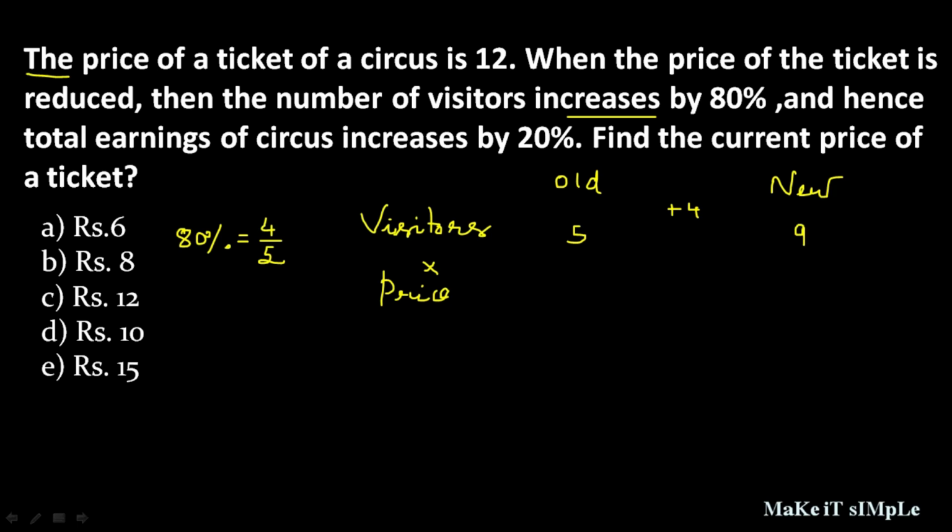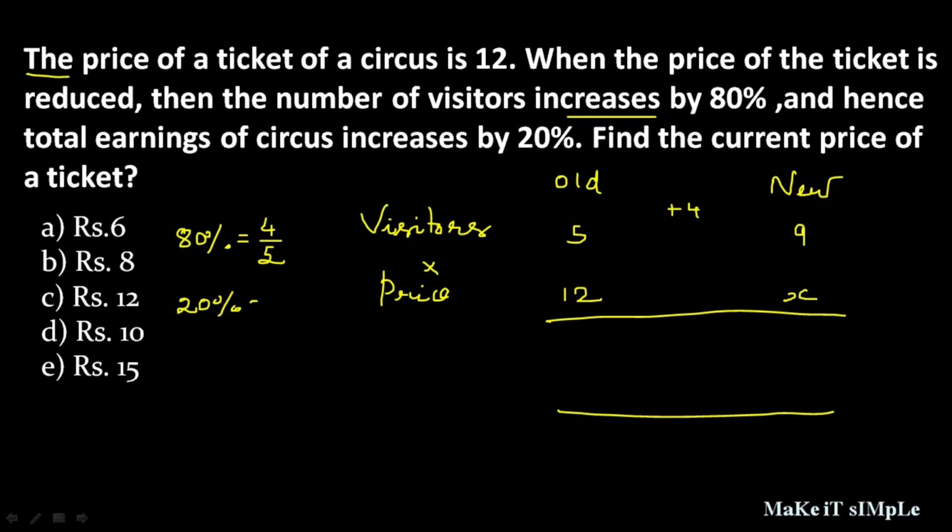So from 5 we have to add 4, then it will become 9. Next, price: the price of a ticket is actually this 12. The new value we don't know. Next, the total earning is the product of the two. So for total earnings, they have given an increase of 20%. 20% is 1/5, so it is 5. After increasing by 1 unit, it becomes 6.